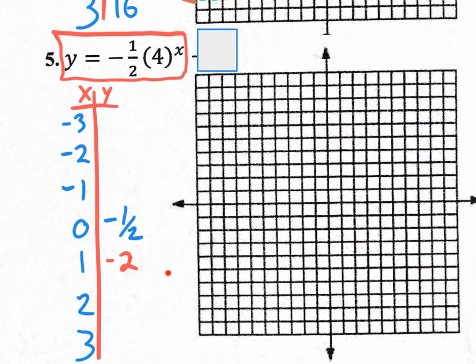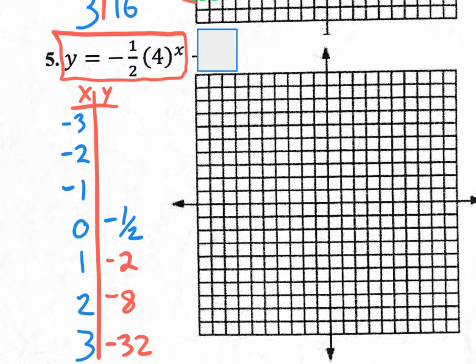And what's the next one going to be? Negative 8. And the next one? Negative 32. Really? What's the growth factor? 4. So as you could see, it's growing by what?